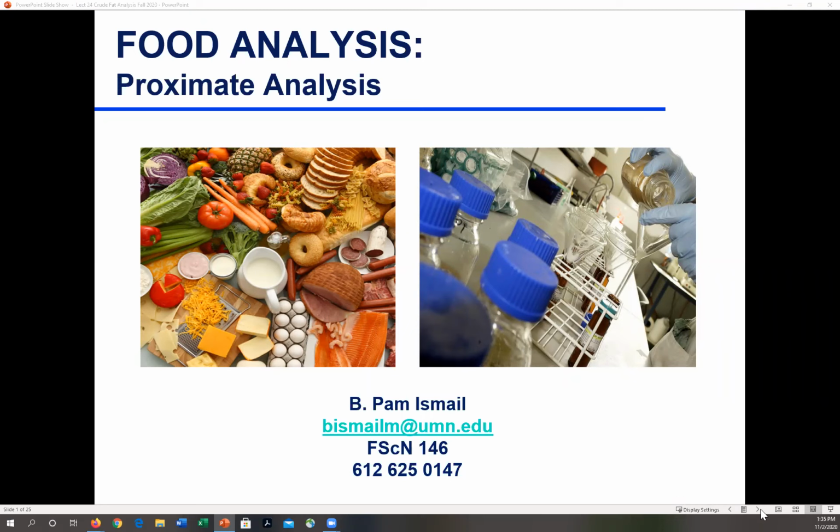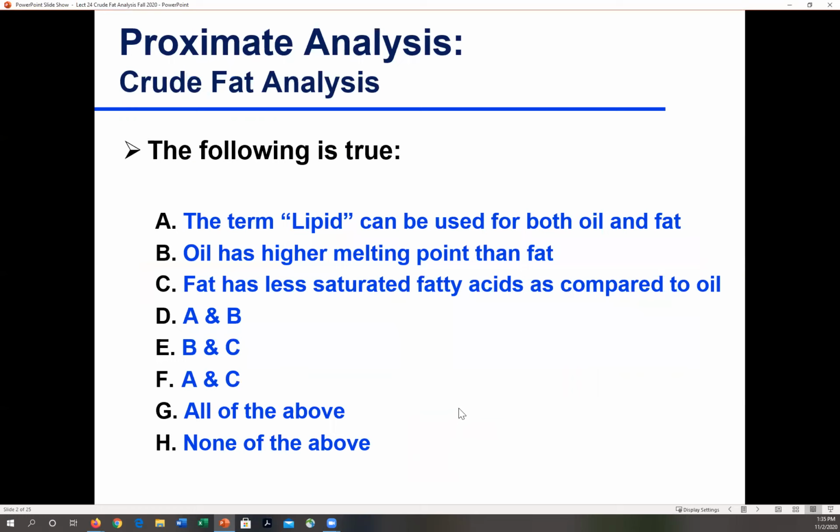That doesn't look good, does it? All right.